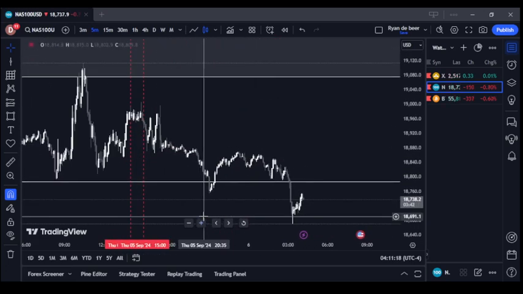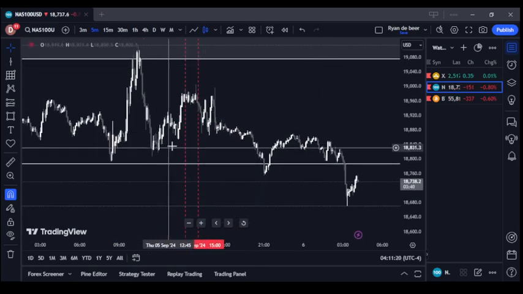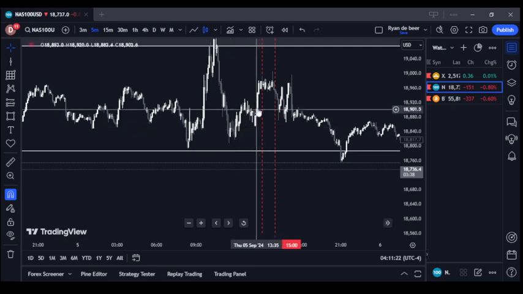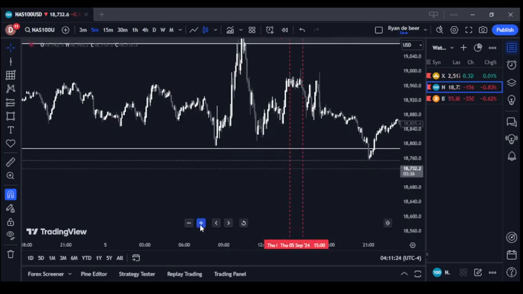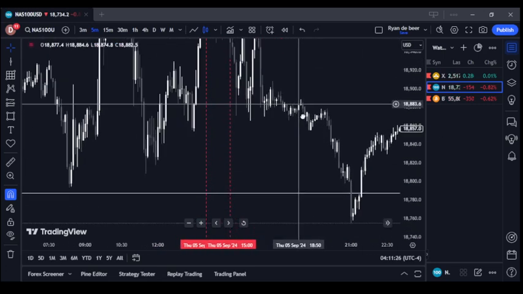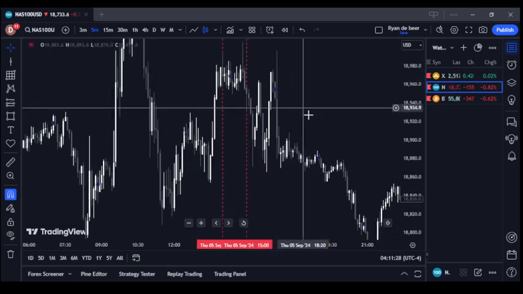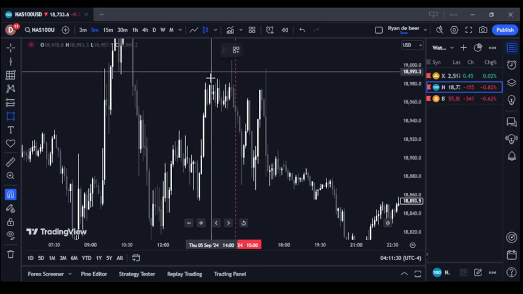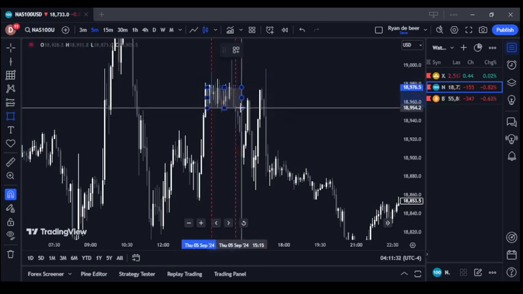And then I waited for price to start trading a little bit. You can see I waited for my PM session to open within this hourly range. You can see price consolidated between these. Got this consolidation area right there.